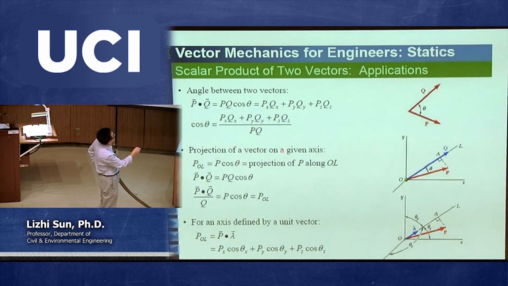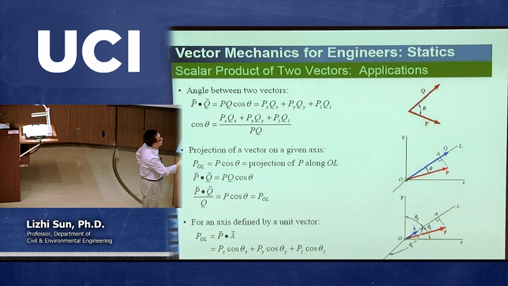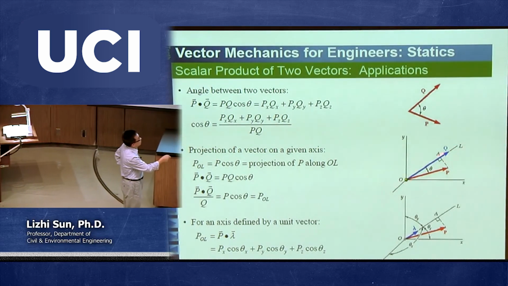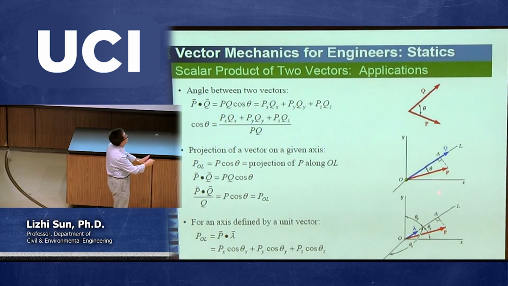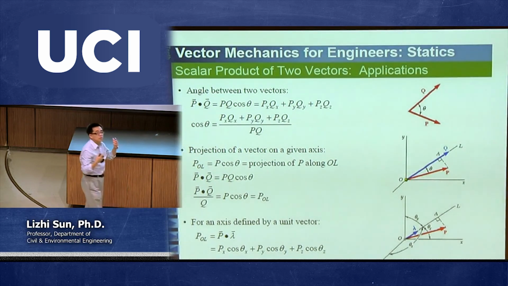What is a projection of a vector on the given axis? Okay, let's take a look. For example, we have a vector P. This time you don't have to assume P is a force because we're still talking about math right now. So we have a vector P. Then what is the projection of this vector P on this given axis, which is called OL, for example? Well, from geometry, this is the projection. If you have a parallel light shining from this direction to that axis, then this is the projection, the shade area, right? The length. So OA is the projection.